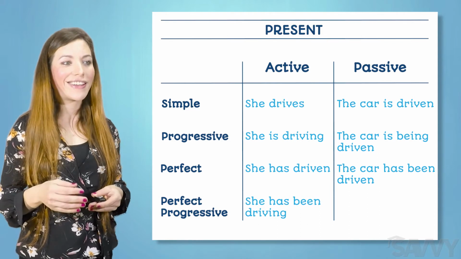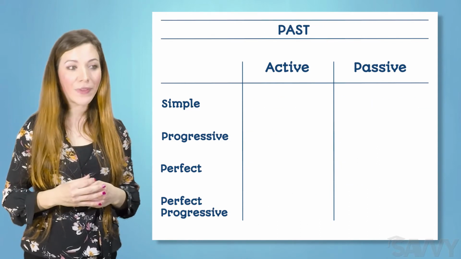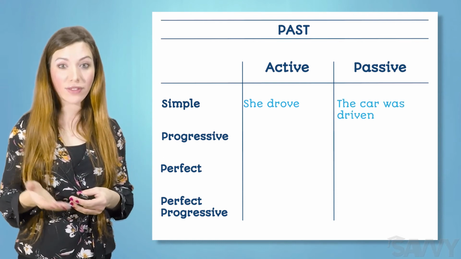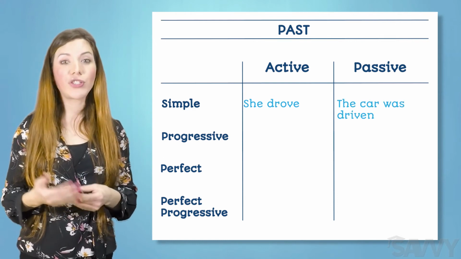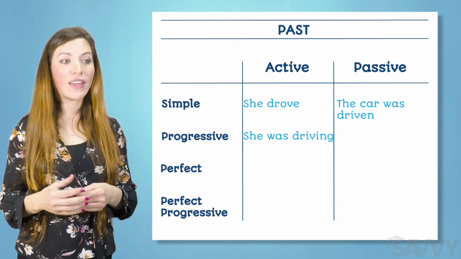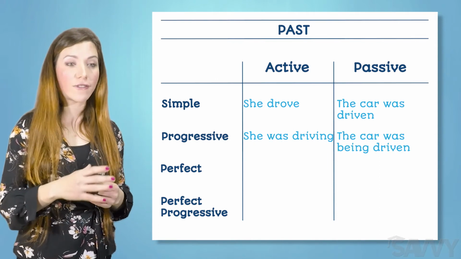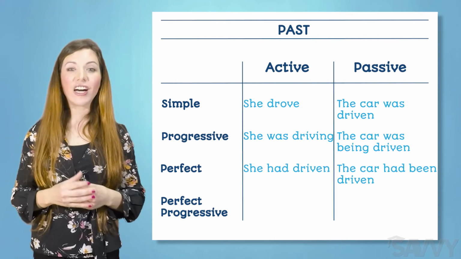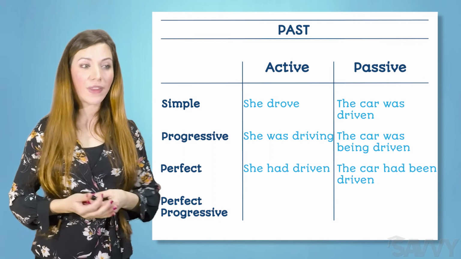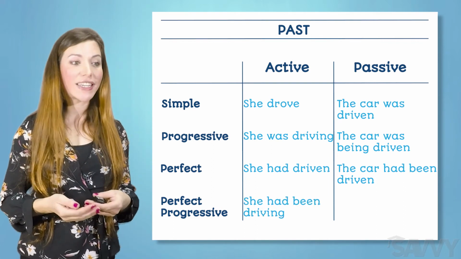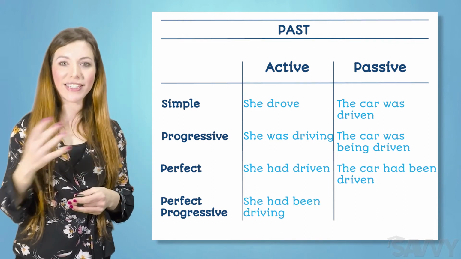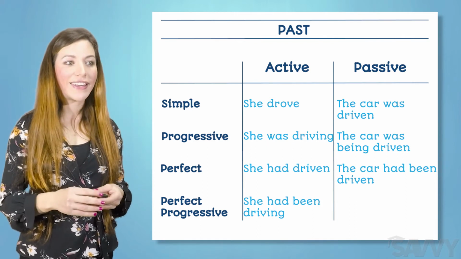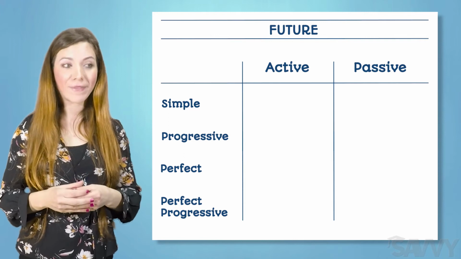Now let's look at the past. She drove. The car was driven. She was driving. The car was being driven. She had driven. The car had been driven. She had been driving, and we do not normally use this again in the passive voice, so I left that out. Now finally, the future.